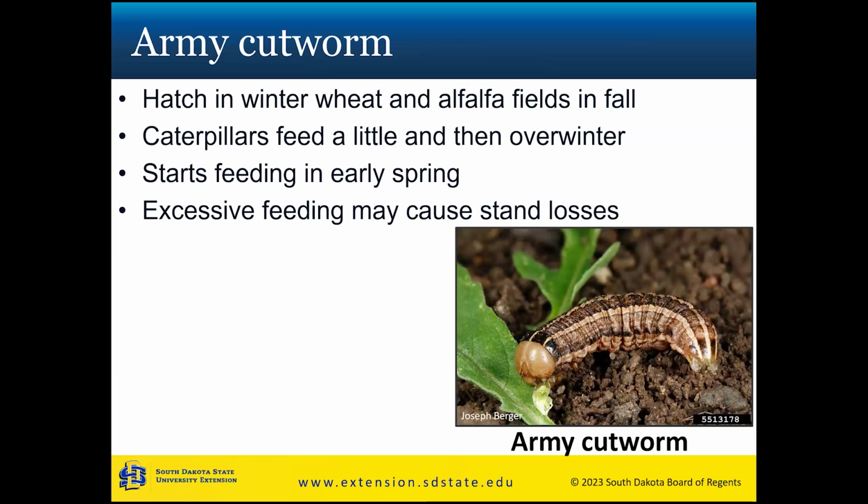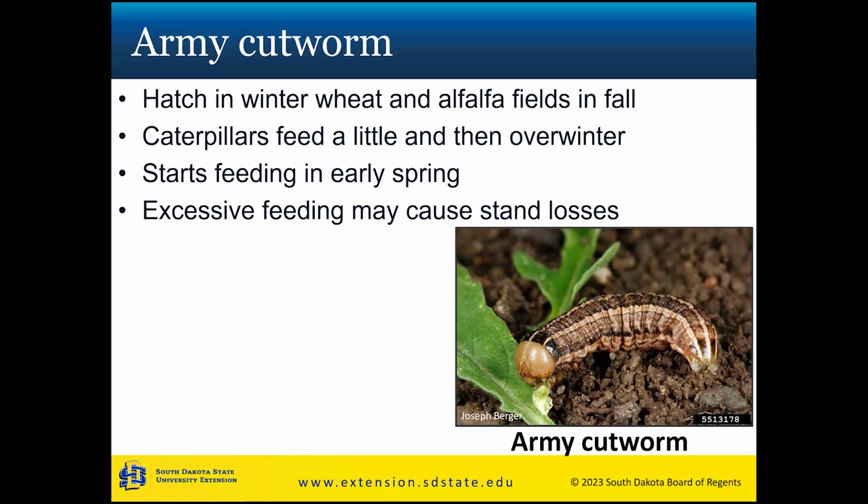Another insect that's already out in our fields right now in winter wheat is the army cutworm. They actually hatched in the fall. The moths target winter wheat and alfalfa fields when they're moving back into our state from the Rocky Mountains. The caterpillars will feed a little bit in the fall and then they overwinter. The issue with these guys is that they start feeding as soon as it warms up.